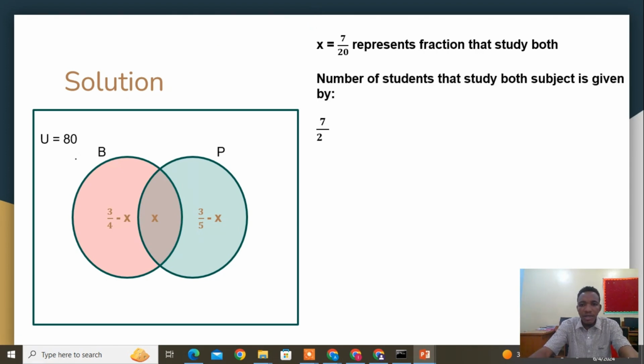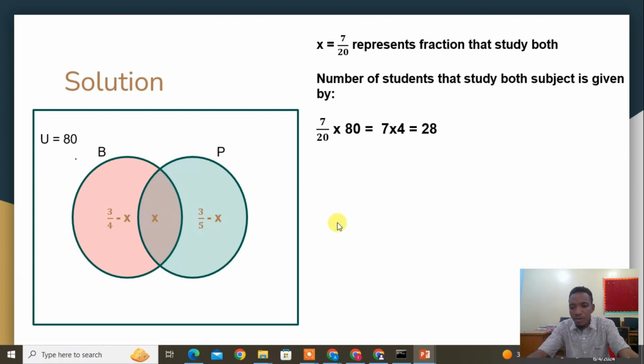Okay, so you have 7/20 multiplied by 80. The 20 here is 1, the 80 here is 4, and 7 times 4 is 28. So the number of students that study both subjects is 28, but if you want to express it in terms of fraction, that is 7/20. That's what we have here.